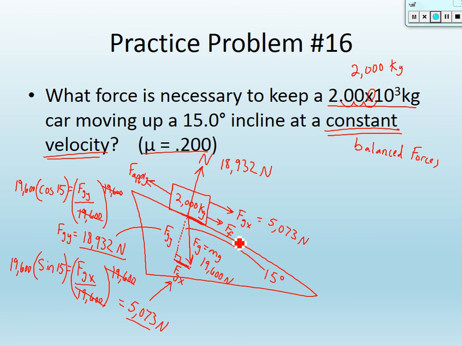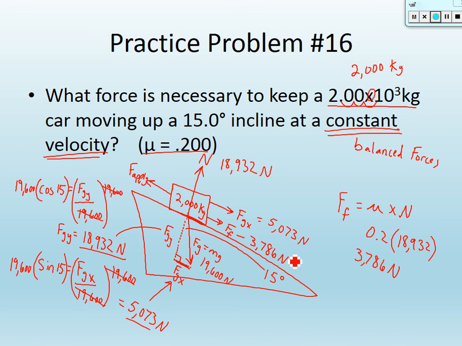Can we find force of friction? It's equal to the coefficient of friction times the normal force. Well, it gave us the coefficient of friction was 0.2, and we now know the normal force was 18,932 newtons. Okay. Cole, what did you get when you did that? 3,786. Okay, 3,786 newtons. So I'm going to label that in the free body diagram as well.